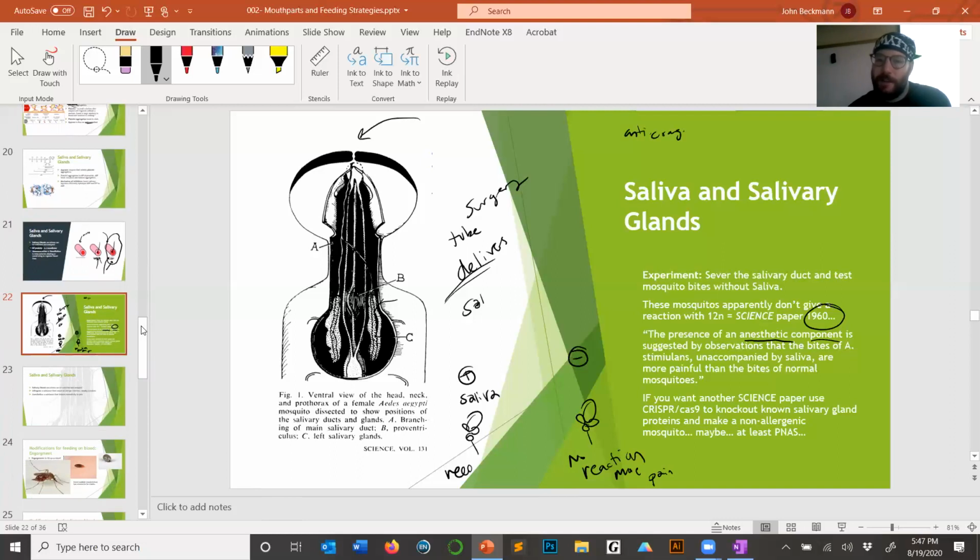anticoagulants, vasodilators, and anesthetics. A really interesting common theme is that people looking for blood pressure drugs go to insect salivary glands or snake venom glands and extract the proteins. They look for proteins that are vasodilators that could in theory be used as therapeutics for people with blood pressure problems. So that's a common theme in science.